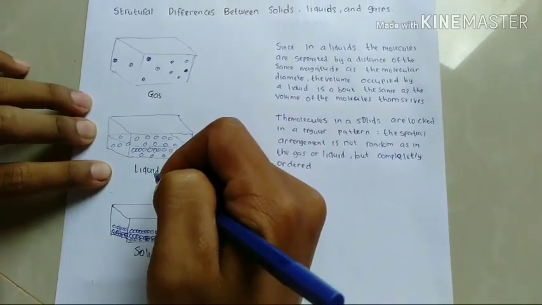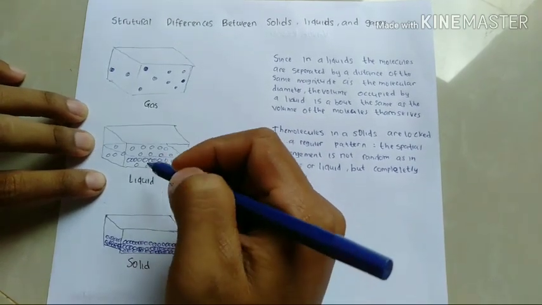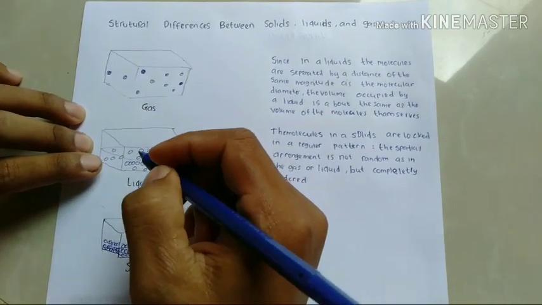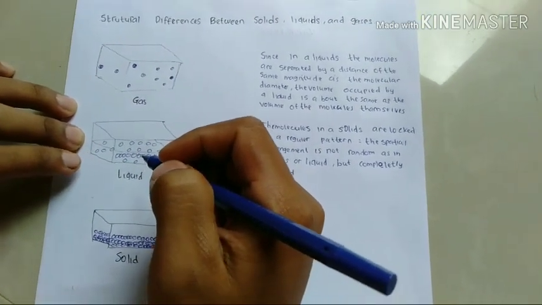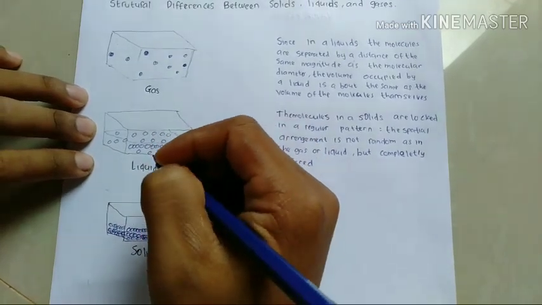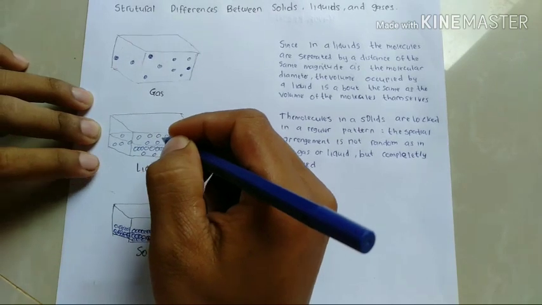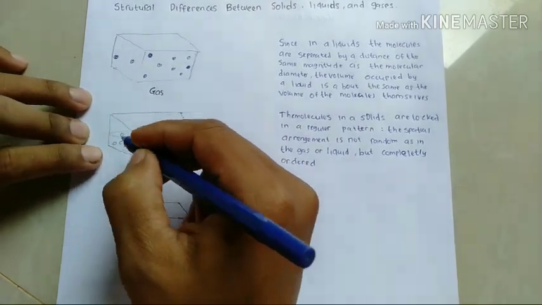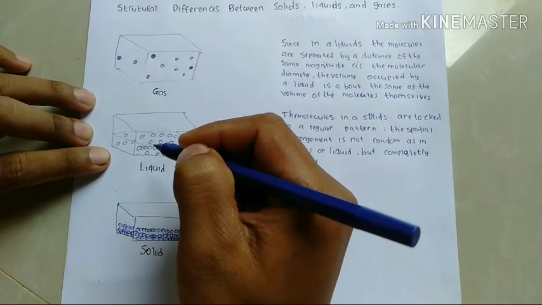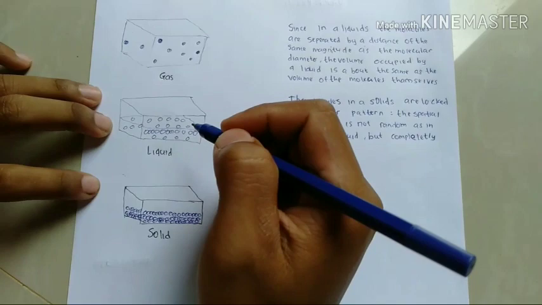Liquid. In comparison, the molecular structure of the liquid phase has some space between the particles that allows the particles to move past one another. But the attraction between the particles is strong enough to prevent them from moving very far apart.